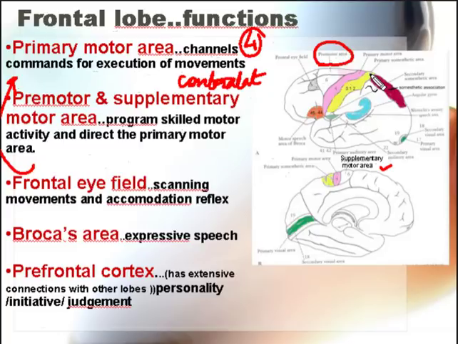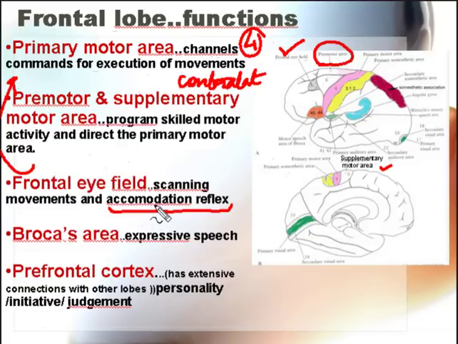Then we have the frontal eye field, which is this area here, and this frontal eye field is important in scanning movements, when you're scanning a particular area. And this is also used in the accommodation reflex, that is when you look at something at a distance and then you come and look at something really close by, your eyes accommodate to looking at that object close by. That is known as the accommodation reflex, and you did it in the visual pathway, and if you remember, you use this frontal eye field.